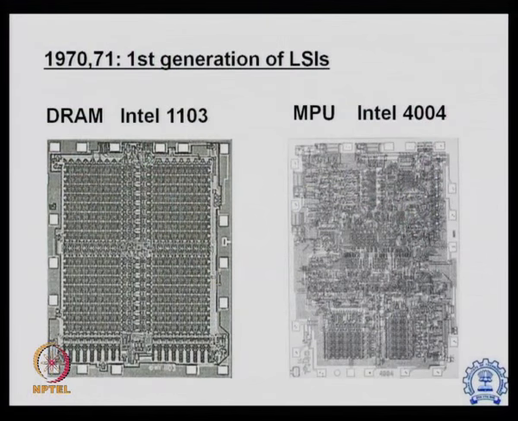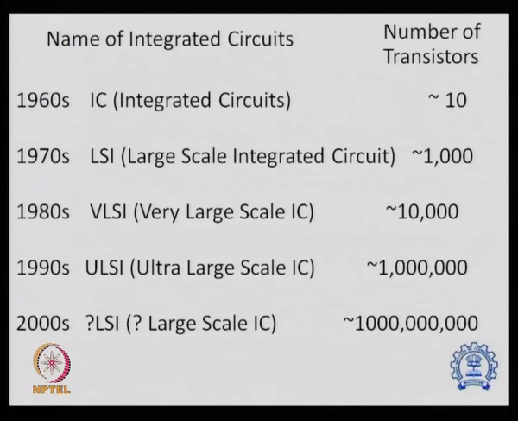In 1970-71, the first generation of LSIs appeared. This is Intel's 1103 DRAM. You can see what kind of structure it has, how it looks. The first microprocessor, as I said earlier, is Intel 4004. And just for our Indian students, I may say, India's only semiconductor manufacturing company, Semiconductor Complex at Chandigarh, somehow purchased the know-how to manufacture 4004, God knows why. Okay, I do not want to say more than that.